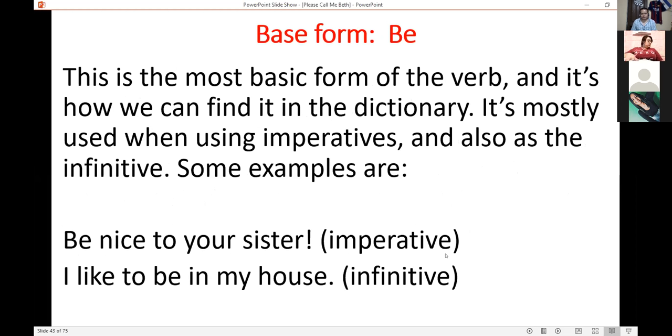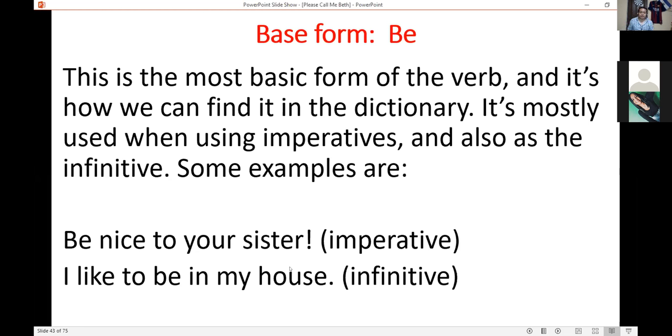Let's see form of be. Griselda, can you read this part, please? This is the most basic form of the verb, and it's how we can find it in the dictionary. It is mostly used when using imperatives and also as the infinitive. Some examples are: be nice to your sister; I like to be in my house. Good, thank you. As you can see, it is used in imperatives. What is an imperative? Do you know what an imperative is?